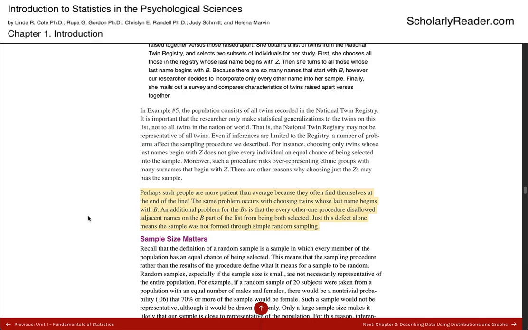The same problem occurs with choosing twins whose last name begins with B. An additional problem for the Bs is that the every other one procedure disallowed adjacent names on the B part of the list from being selected. Just this defect alone means the sample was not formed through simple random sampling.